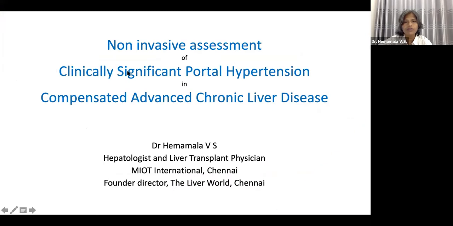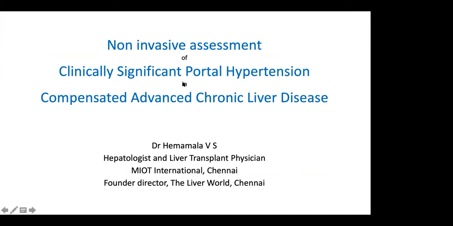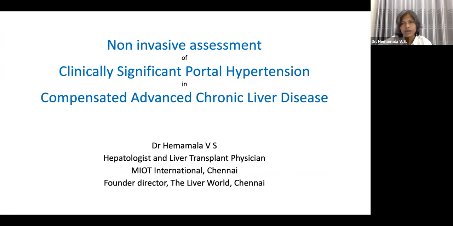Non-invasive assessment of clinically significant portal hypertension in compensated advanced chronic liver disease. So there are so many words in this. I will try to make it simple. I know this is a mixed group; there will be some who are specialists, some who will be generalists. So let me go through each topic.